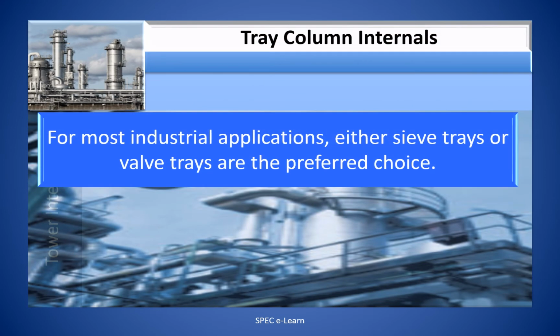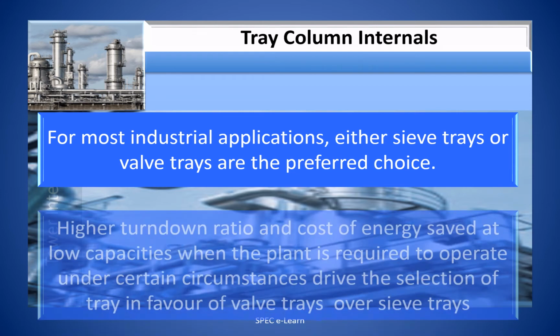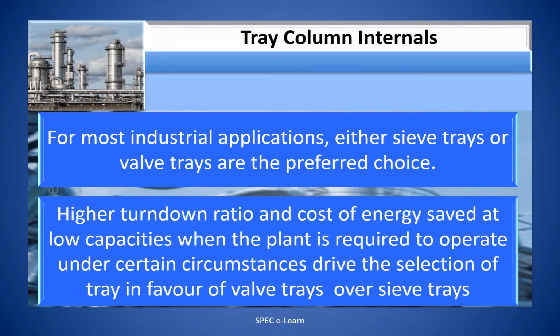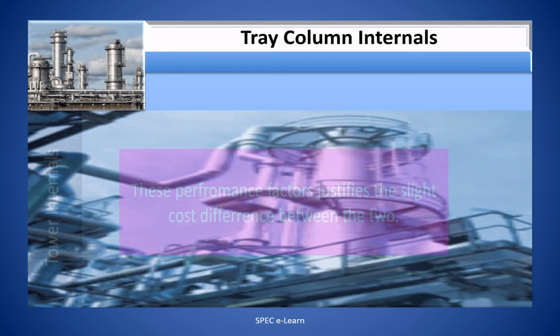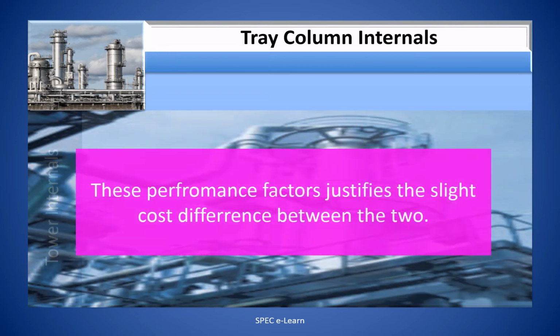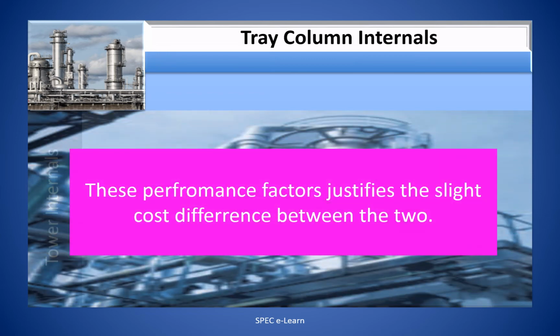For most industrial applications, either sieve trays or valve trays are the preferred choice. Higher turn-down ratio and cost of energy saved at low capacities when the plant is required to operate under certain circumstances drive the selection of tray in favor of valve trays over sieve trays. These performance factors justify the slight cost difference between the two.